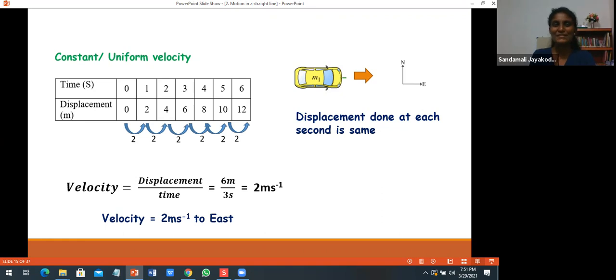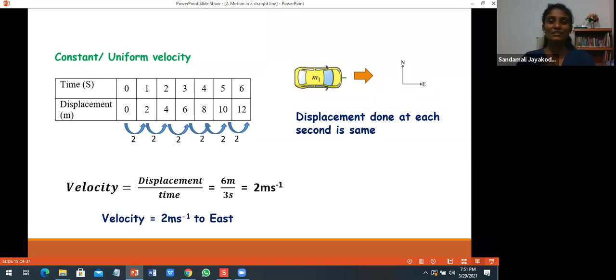Yeah, it's fine. So I was asking, what is the meaning of constant or uniform velocity? Can you tell me? Teacher, can you explain that again? Do I have to ask the question again? No, teacher, can you explain the answer? Yeah, it's fine.